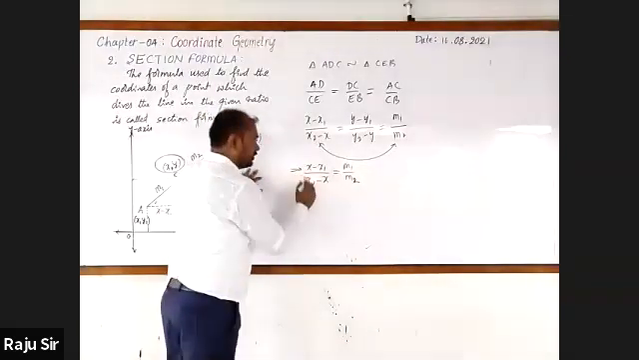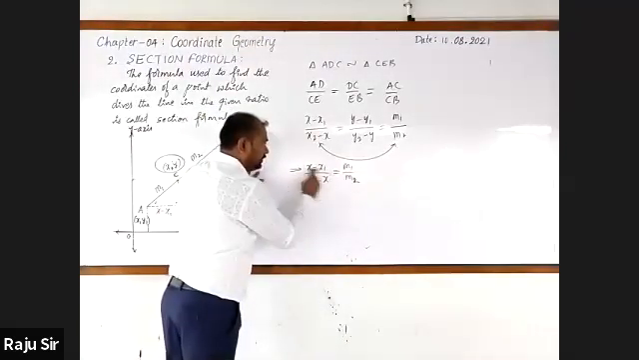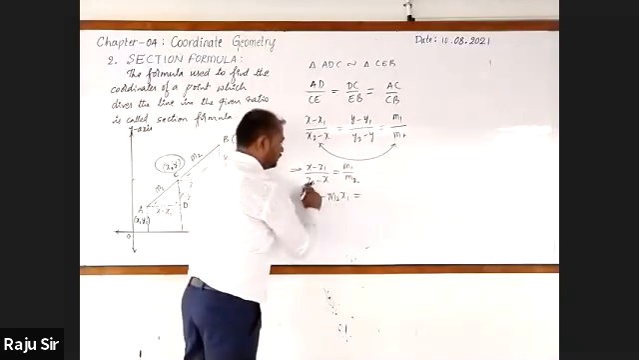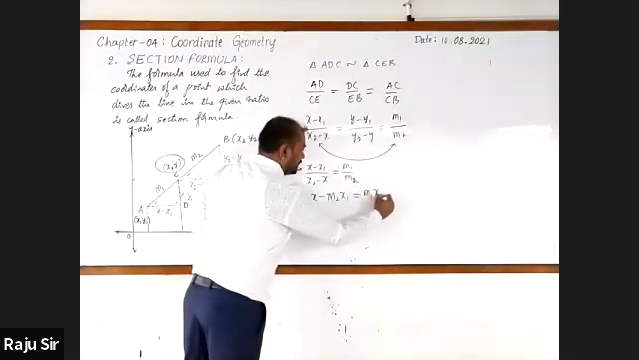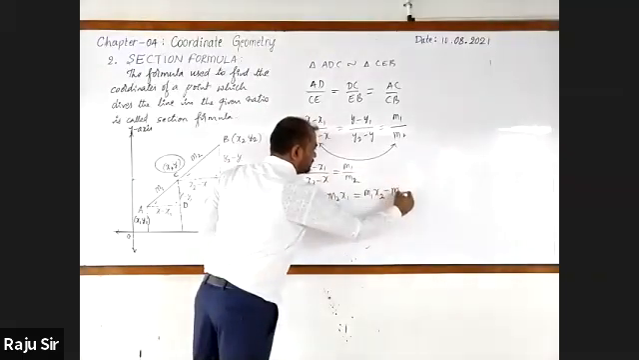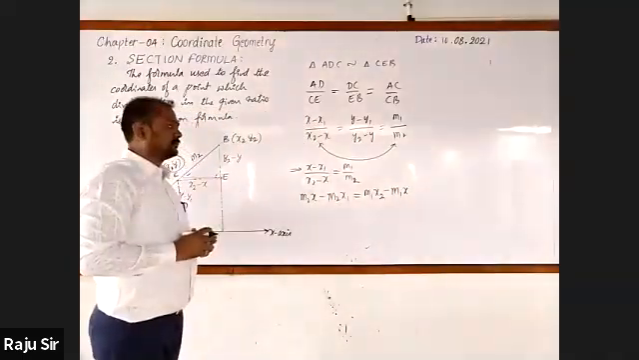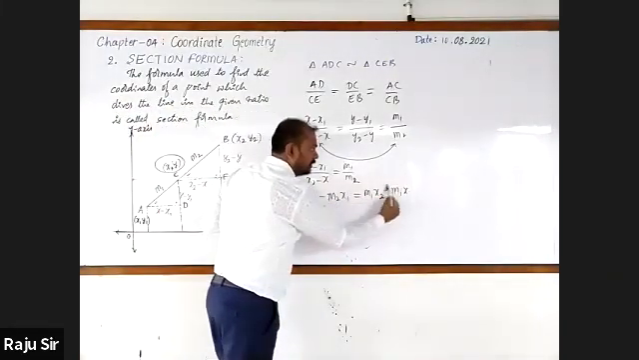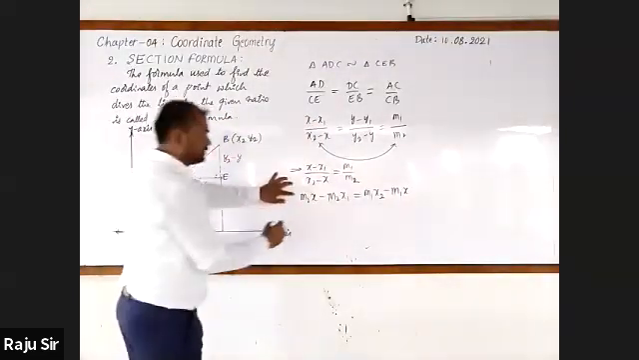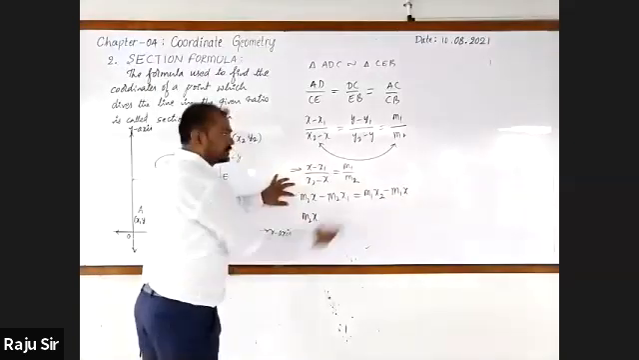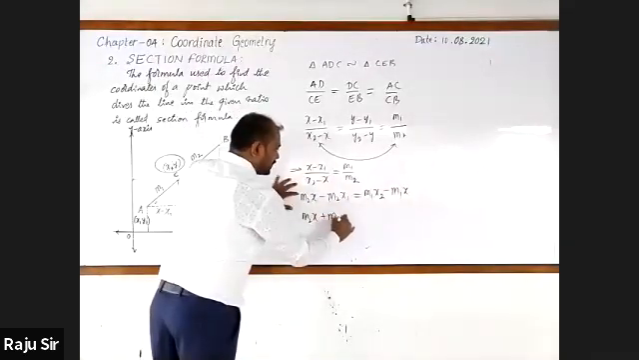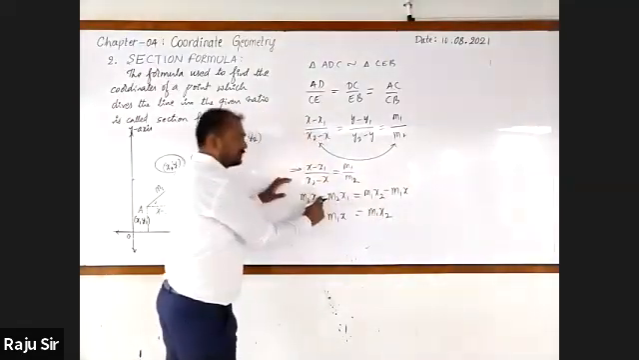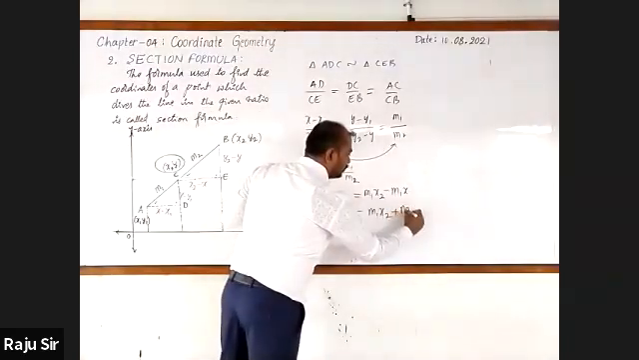M2 times X minus X1. M2 X minus M2 X1 equal to M1 X2 minus M1 X. We want X terms only. The minus M1 X is there on the right side, so transfer it. See that here M2 X, transfer this plus M1 X, equal to M1 X2, transfer this plus M2 X1.